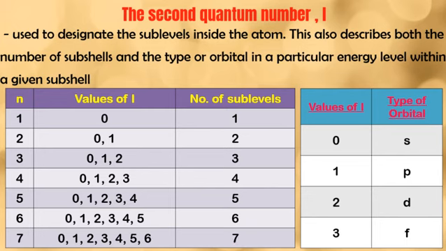So the principal energy level here, which is symbolized by letter N, is divided into sublevels, which is the second quantum number, because the second quantum number designates the sublevels inside the atom. Okay, so the second quantum number is symbolized by letter L, while the first quantum number is symbolized by letter N. And in each N, or in each first quantum number, there is equivalent value of second quantum number. So there will be equivalent value of L to N. That's why they are related to one another.